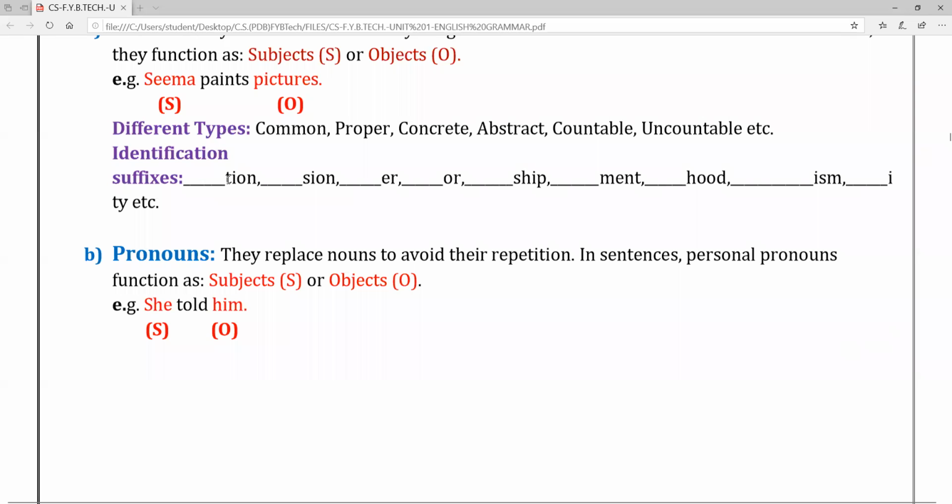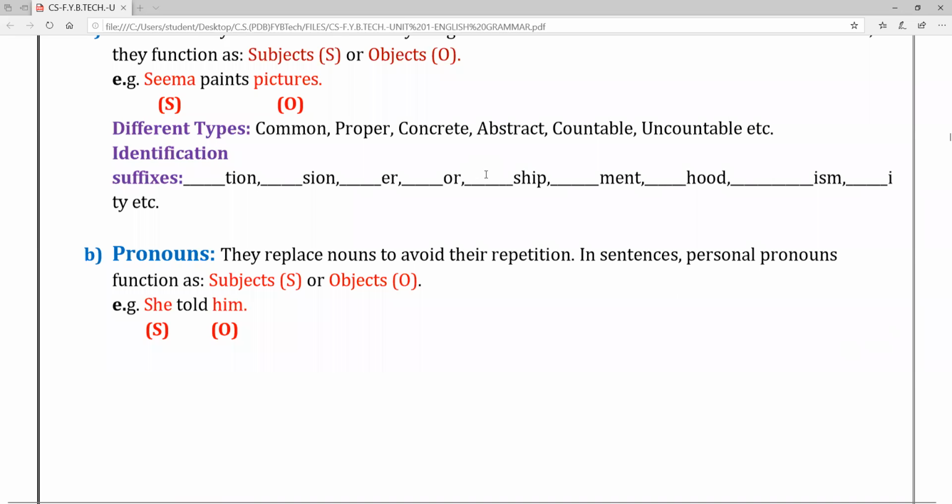Then that word becomes a noun. Okay, these suffixes, when they come at the end of a word, we can create nouns from a word.